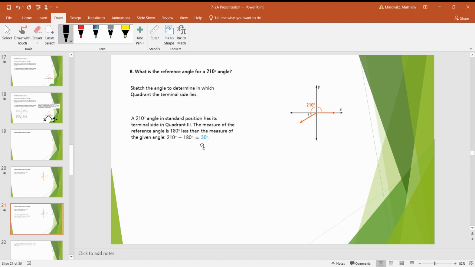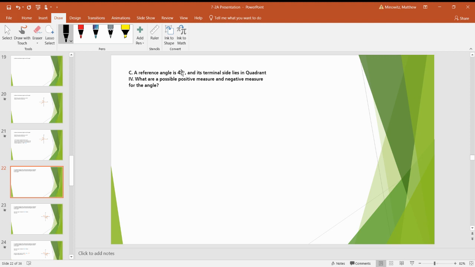Okay, if they tell you about an angle, I would draw the picture, figure out where the angle lies, what it looks like, so we can deal with it. Because a problem may say a reference angle is 45 degrees and it's in quadrant 4. So I know it's 45 degrees away from a horizontal in quadrant 4. Quadrant 4 is this one. I know it's down there.